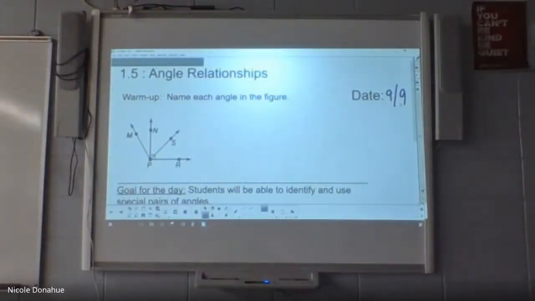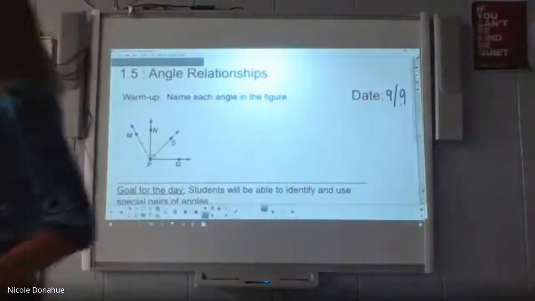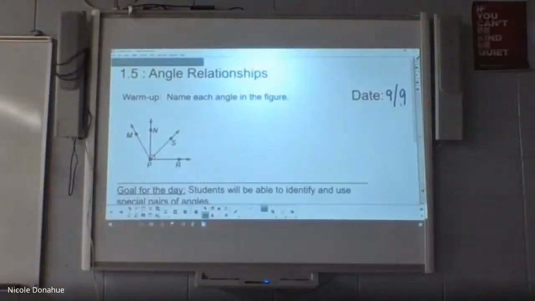So we want to name each angle in the figure. I think there's quite a few angles in this drawing. If I could have a few volunteers come up, probably 2 people at a time can write, if you're interested. We want to see all the unique angles in this drawing. Do you have any volunteers to come up? Some other volunteers.